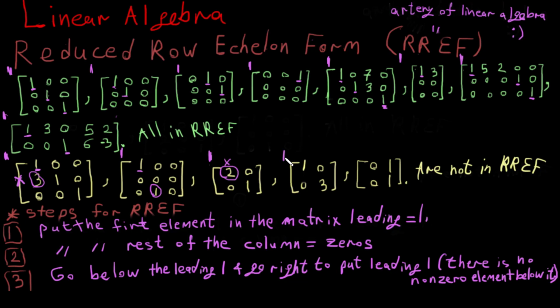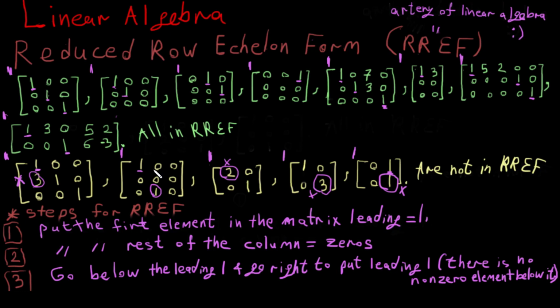The same thing here, put 1, go below and keep going until you find a leading 1, so it's satisfied. Here 3 is not 1, so it doesn't satisfy this condition. The same thing here, put 1, go below and keep going. You find 1 here, but the entry below it is not 0, because the rest of the column should be 0, so it doesn't satisfy this condition. So here we end.